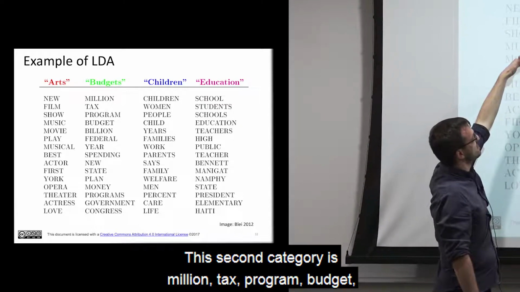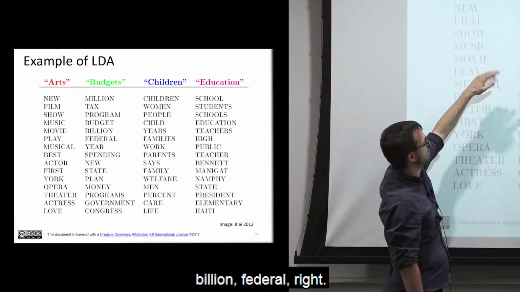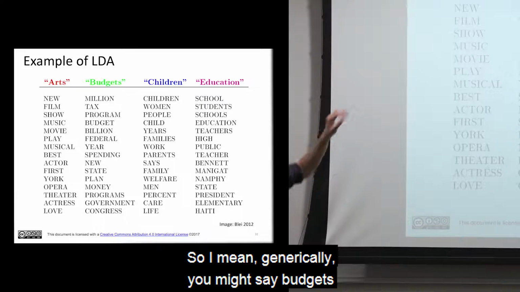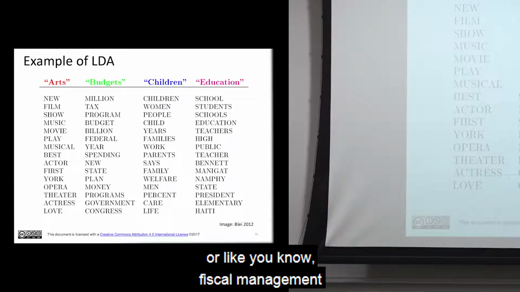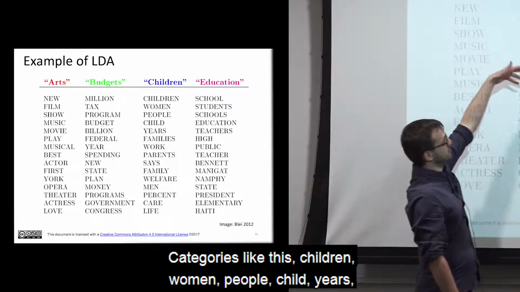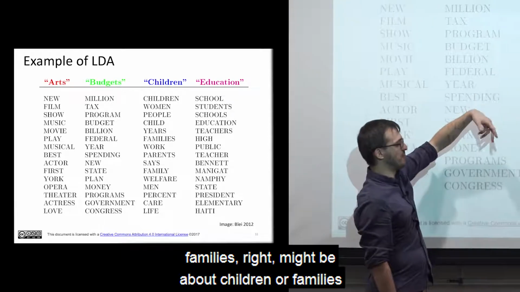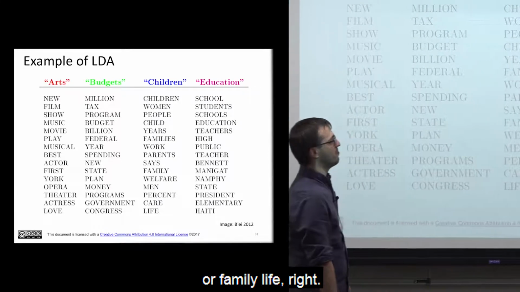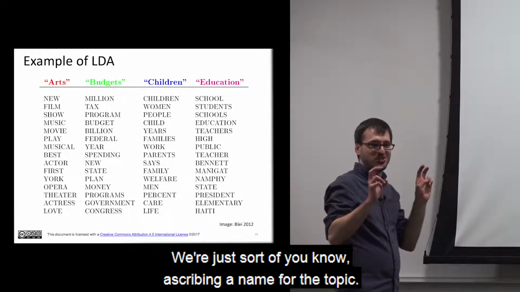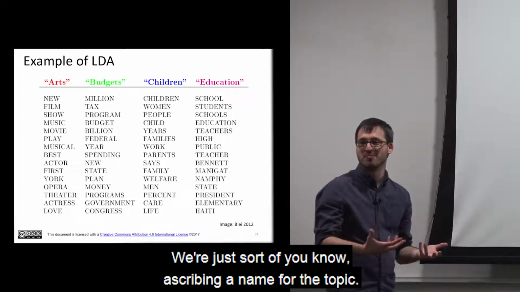Same thing here. This second category is million, tax, program, budget, billion, federal. It's something about fiscal, government, something. So generically, you might say budgets or fiscal management or finance or something. Categories like this: children, women, people, child, years, families, might be about children or families or family life. There's no right or wrong answer here. We're just ascribing a name for the topic.